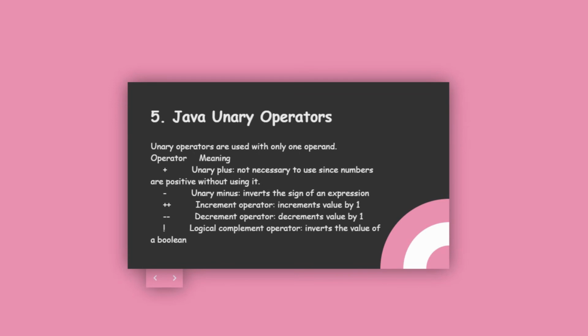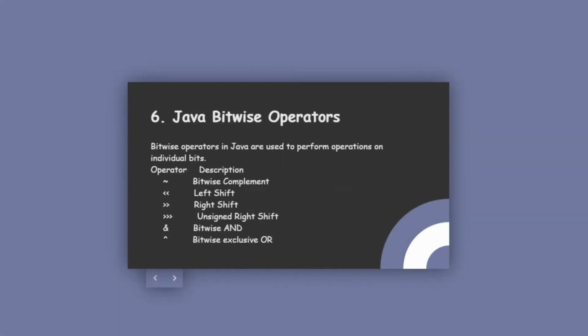Unary operators are used with only one operand. For example, plus plus is a unary operator that increases the value of a variable by 1. You are able to see unary operators with their meaning. Now the next operators are Java bitwise operators.